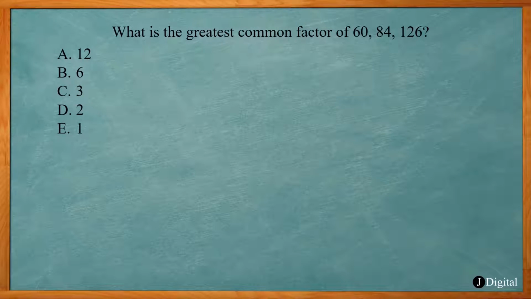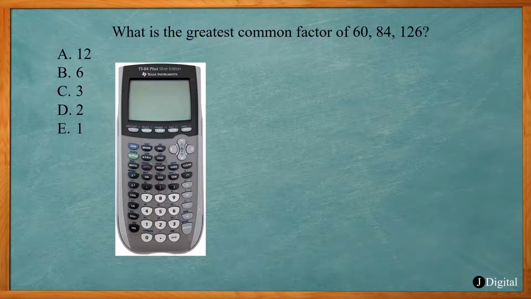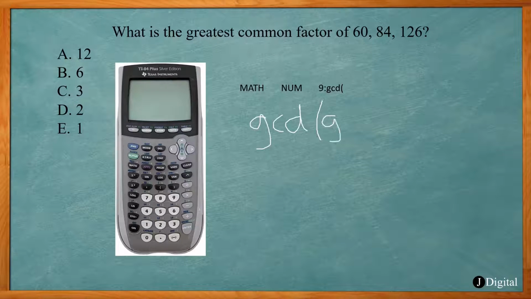Now another way to do this is to use your TI-83 or 84 calculator. Alright, so that has a GCD function on it, greatest common divisor. If you go under Math, and then scroll over to Num, and then scroll down to number 9, or just press 9 for the GCD function. So if you select that, you'll get a GCD on the screen. Now I want you to do that again. Go to Math, Num, choose number 9. So you get another one.